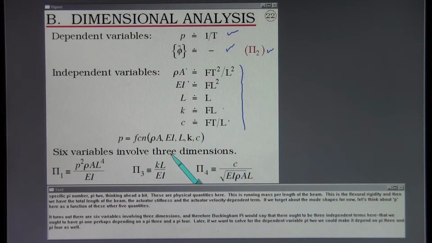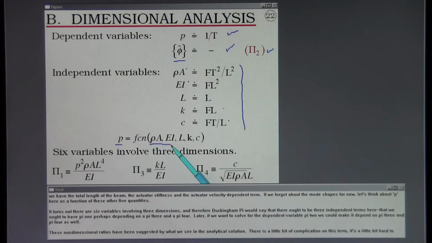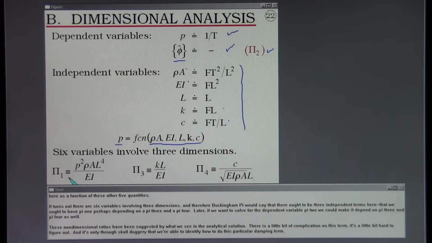If we forget about the mode shapes for now, let's think about p here as a function of these other 5 quantities. It turns out there are 6 variables involving 3 dimensions, and therefore Buckingham Pi would say that there ought to be 3 independent terms here, that we ought to have pi 1 perhaps depending on a pi 3 and a pi 4. Later, if we want to solve for the dependent variable pi 2, we could make it depend on pi 3 and pi 4 as well.